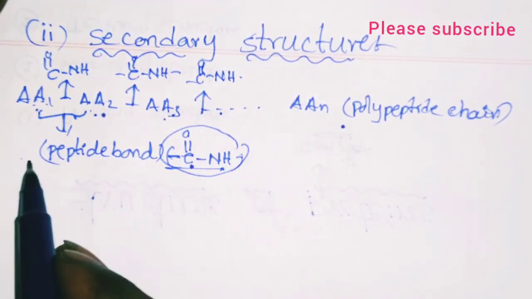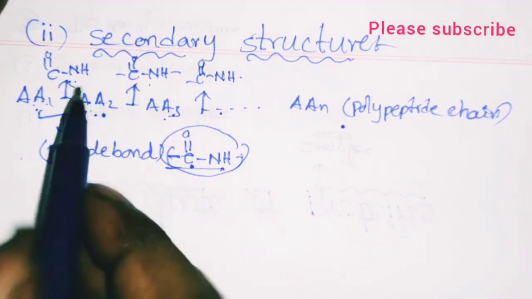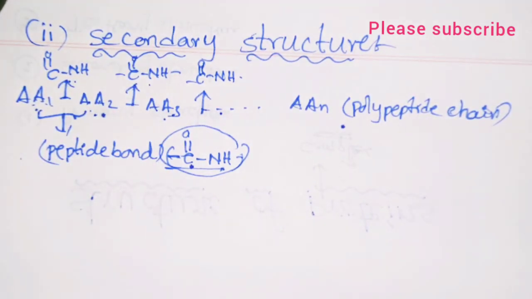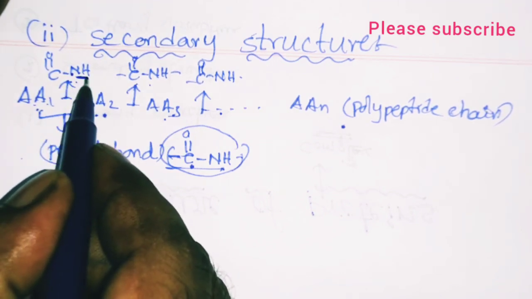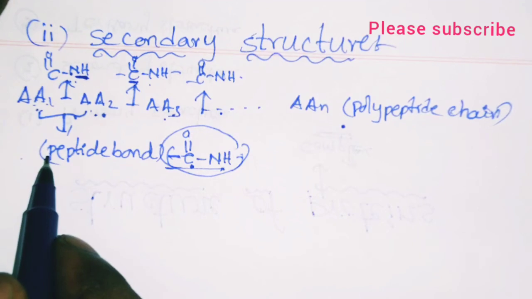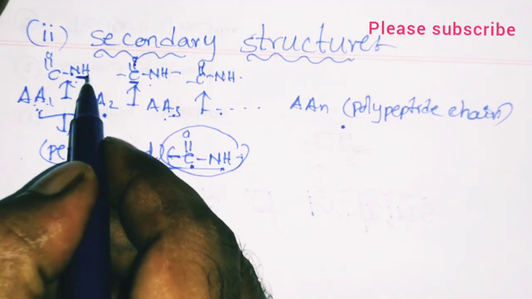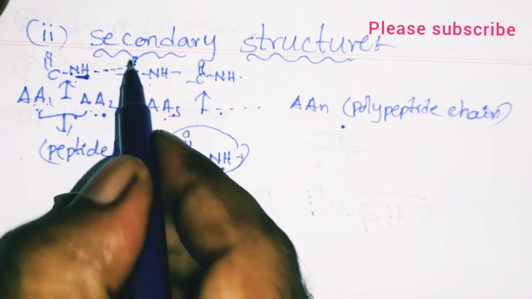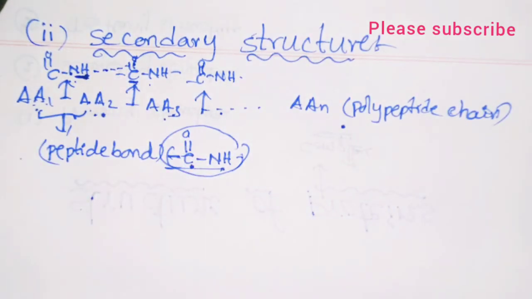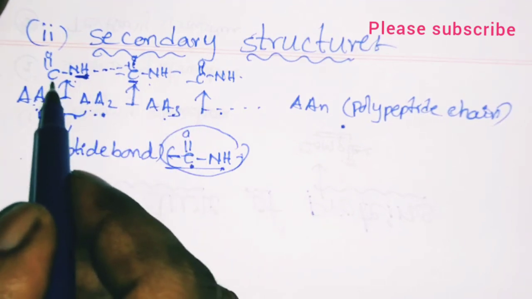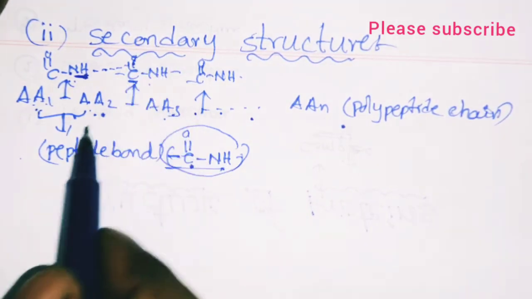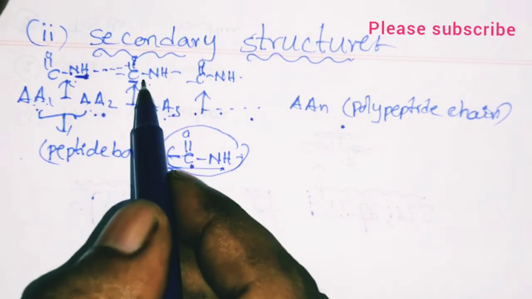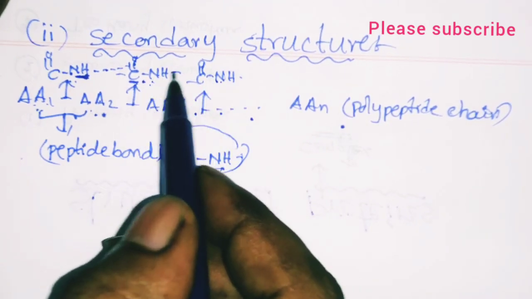One of the important properties is that between these peptide bonds, a hydrogen bond will form. How will the hydrogen bond form? Here the nitrogen atom contains hydrogen, and here the carbon contains oxygen. The oxygen and hydrogen form a bond, and that bond is called hydrogen bonding. Like that, there are many amino acids, and between them CONH bonds are there. All CONH bonds form a hydrogen bond with the next CONH bond.